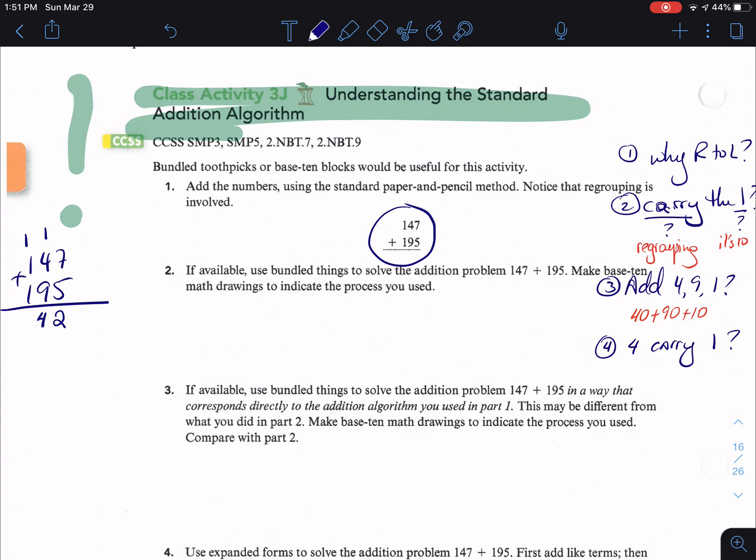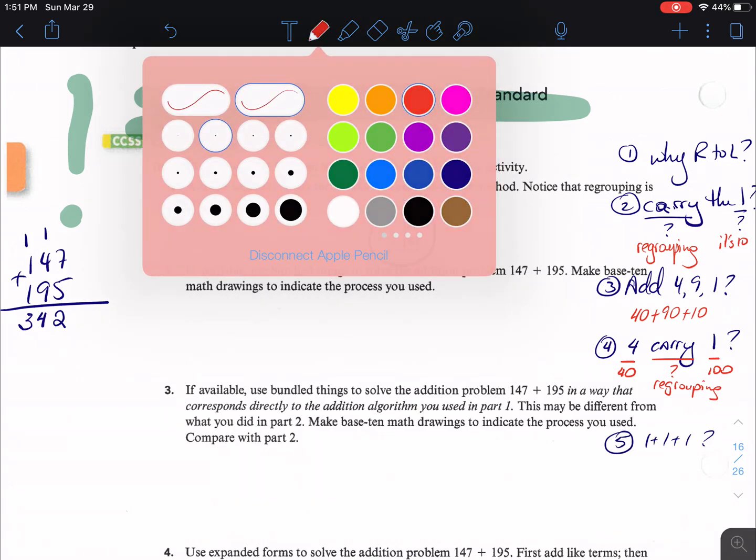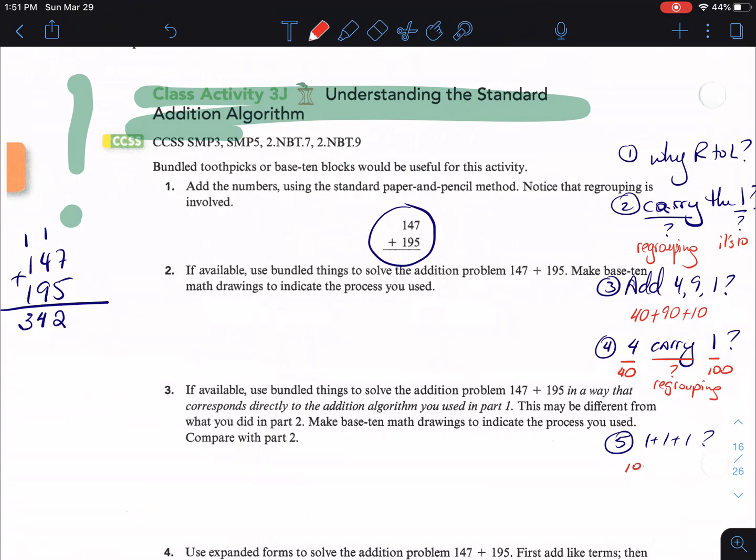Well, let's look at this. Is this a 4? No, it's actually a 40. What is this carrying thing? And what is the 1? The 1 is actually not a 1. It's a 100. Carrying is not carrying, it's regrouping. All right, let's keep going. Then we say 1 plus 1 plus 1 is 3. Notice that that's not 1, and neither of those are 1. They're actually 100 plus 100 plus 100. And it's not a 3. It gets us 300.